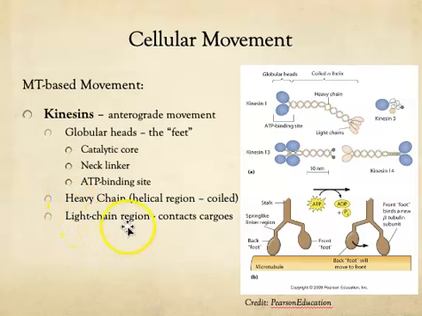The light chain regions of a kinesin are the regions that actually contact the cargo, these arm regions as I call them. They're actually what is holding on to the cargo, whatever that happens to be. And the heavy chain is sort of what connects the heads to the light chains. The heavy chain is sort of that central region.